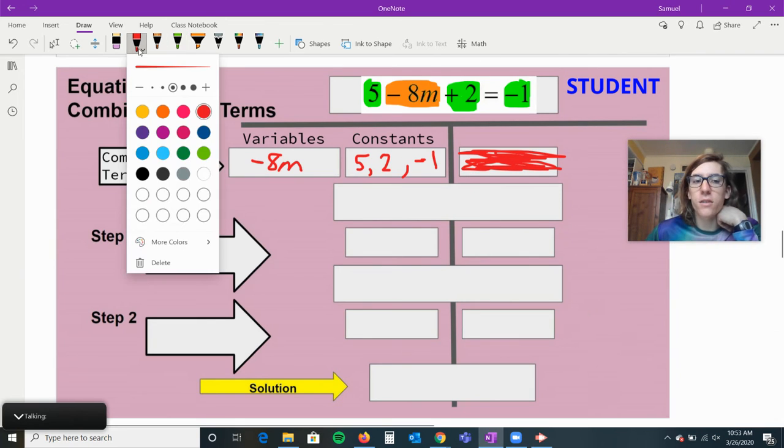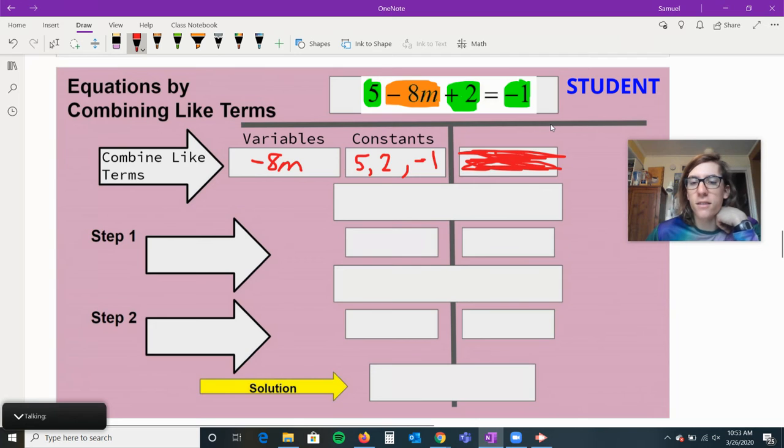I actually didn't do this one all the way through first because I wanted you guys to kind of see what we did. So we've got 3 terms that are all like terms. Those are all constants. You see I wrote 5, 2, and -1 are the constants. And that's another way of saying those numeric terms, right? Constants. And then this one is a variable, the -8m, because it's got m in it. All right, so if we're going to solve, we need to combine those terms that we can first. 5 and a positive 2 would make 7, right? So I'm going to say 7 here.